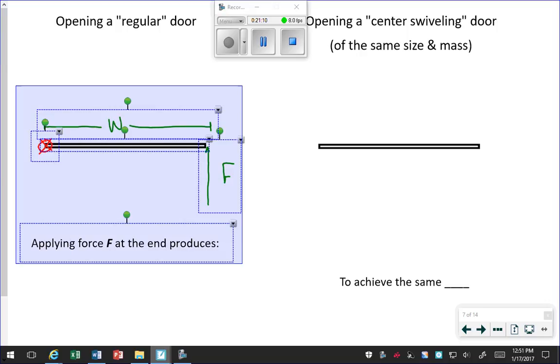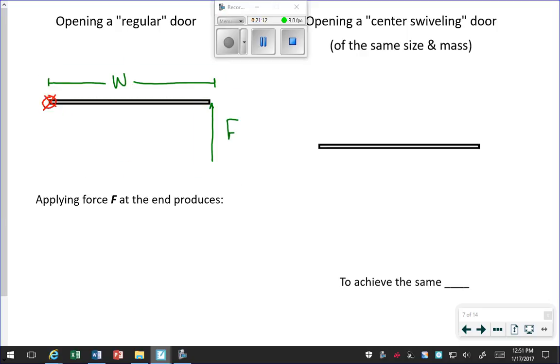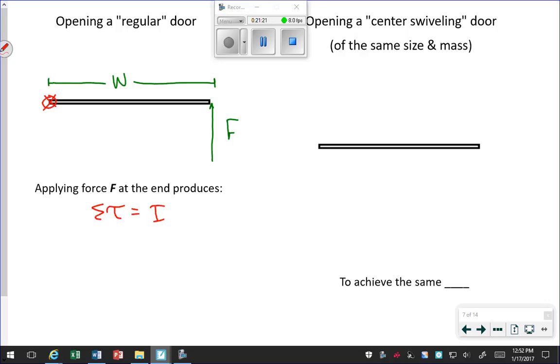One is torque, net torque, and therefore angular acceleration. All right, so I would say here that net torque is I alpha. Our net torque is F times W. The rotational inertia of a door, it is really the same thing as a rod about its end, right?